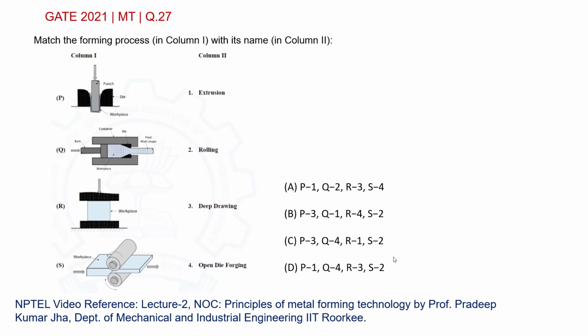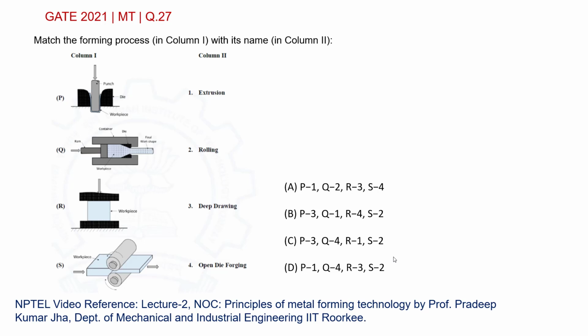GATE 2021 Metallurgy Question 27. Match the forming processes in column 1 with its name in column 2. Basically, we have to identify which forming process is being represented in the figure.